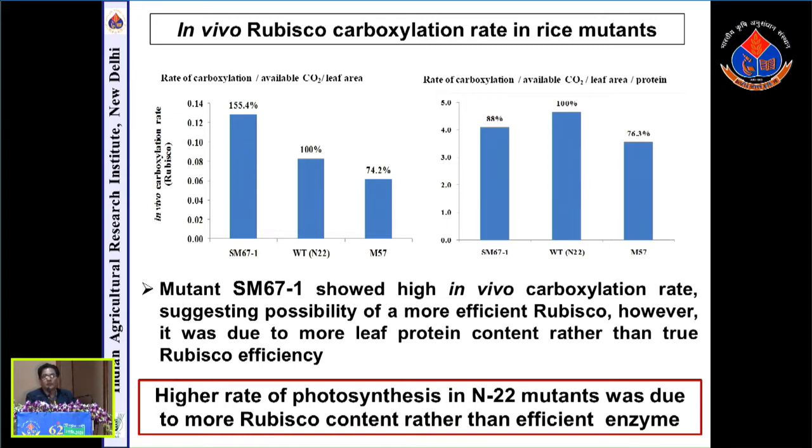Initially, it suggested the possibility of a more efficient Rubisco enzyme. However, it was due to more leaf protein available in the leaf rather than true Rubisco efficiency. And it was concluded from this work that the high rate of photosynthesis in these N20 mutants was due to more Rubisco content rather than the availability of a more efficient Rubisco enzyme.